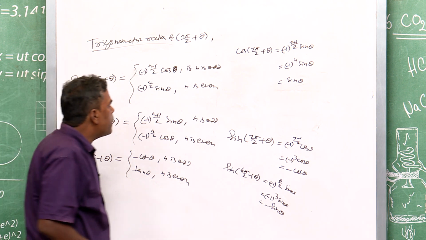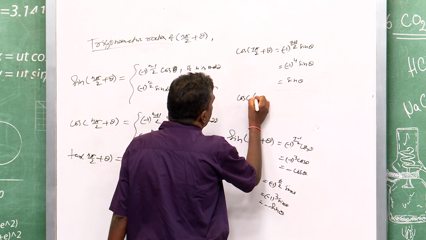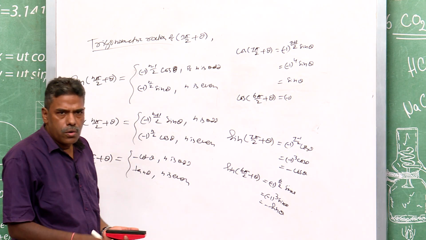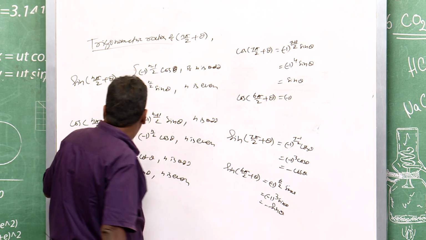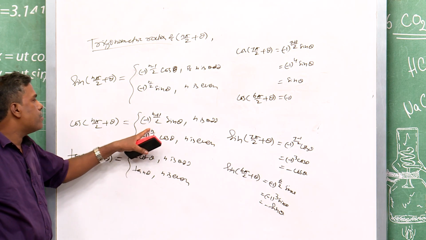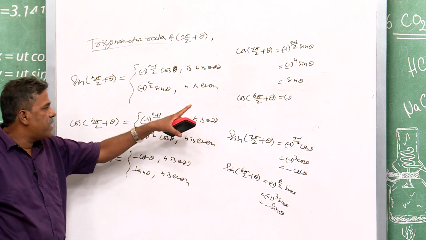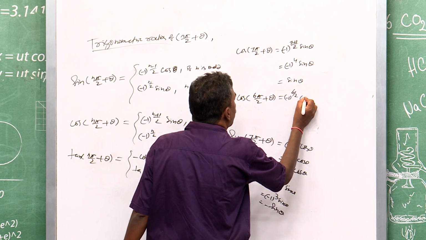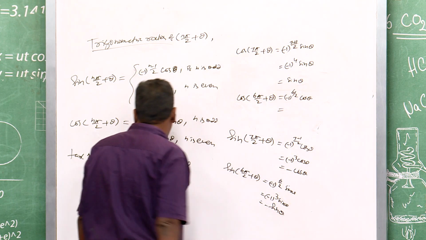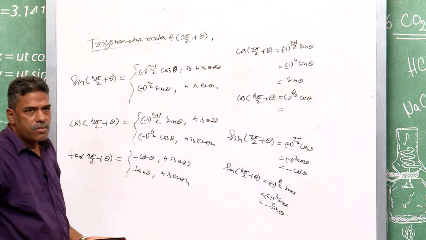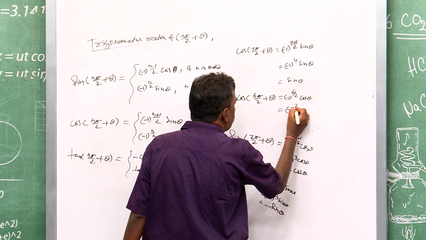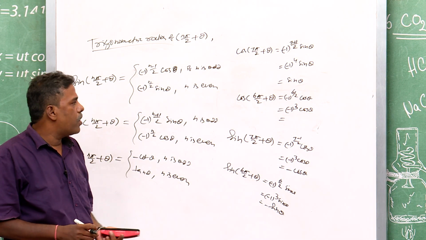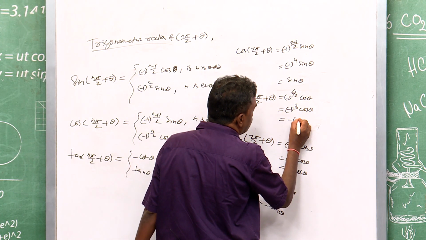Then cos(6 pi by 2 plus theta). Next example: cos(6 pi by 2 plus theta) is (minus 1) to the power 6 by 2 cos theta, since cos(n pi by 2 plus theta) is equal to (minus 1) to the power n by 2 cos theta if n is even, and 6 is even. So, (minus 1) to the power 3 cos theta. (Minus 1) to the power 3 is minus 1, so minus 1 into cos theta is equal to minus cos theta.